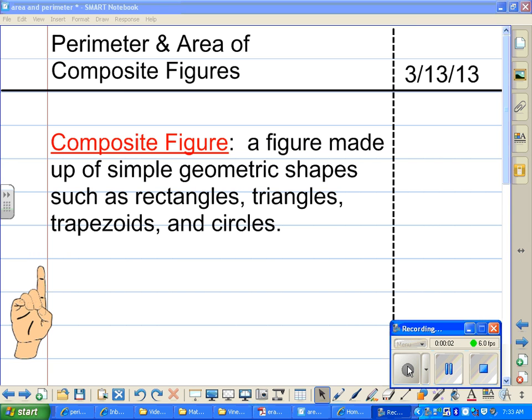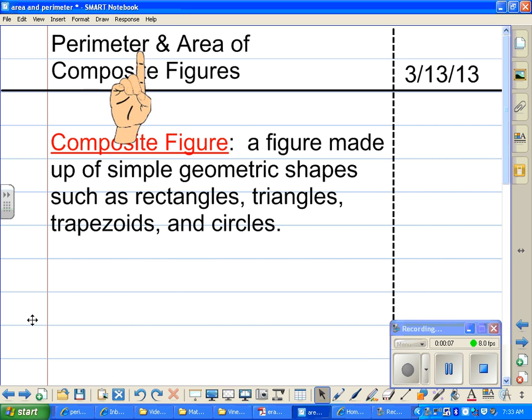Okay, here's our follow-up video on perimeter and area. This time around, we're looking for perimeter and area of composite figures. What's a composite figure? Please write this definition down in your notebooks.